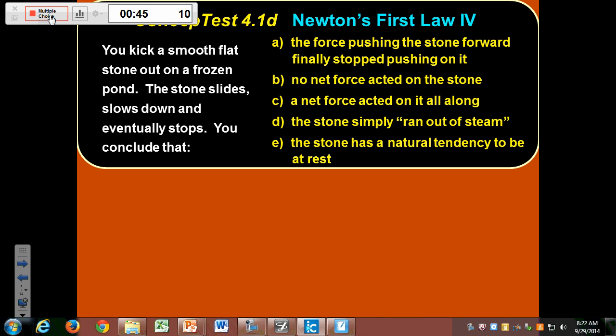Looks like our answers are evenly split between B, C, and E. It is one of those, but which is it? You can chat with your neighbor if you like.